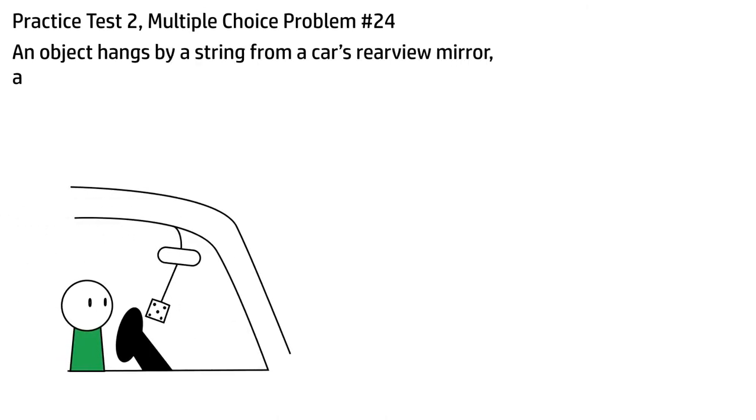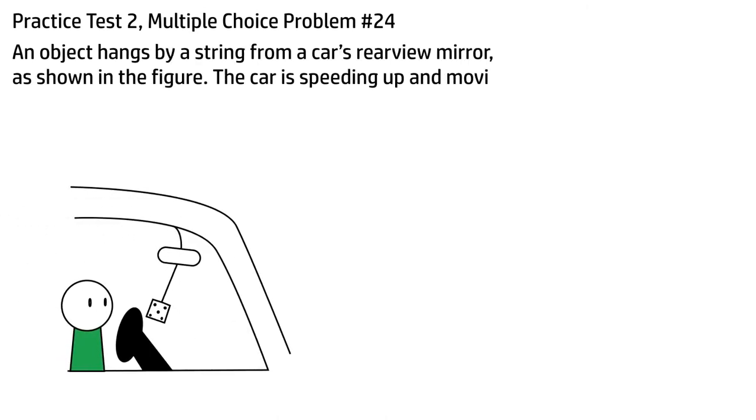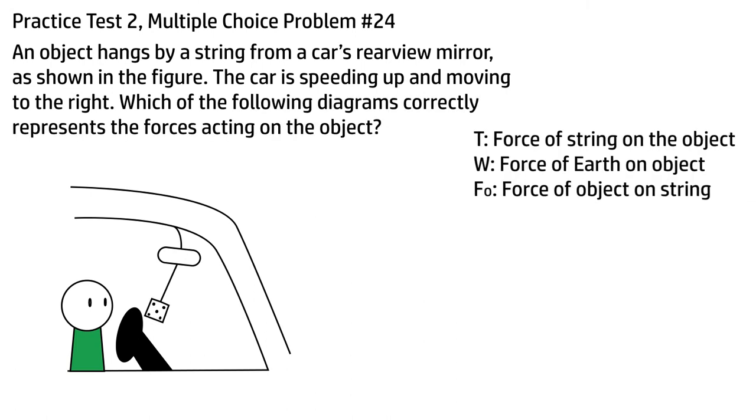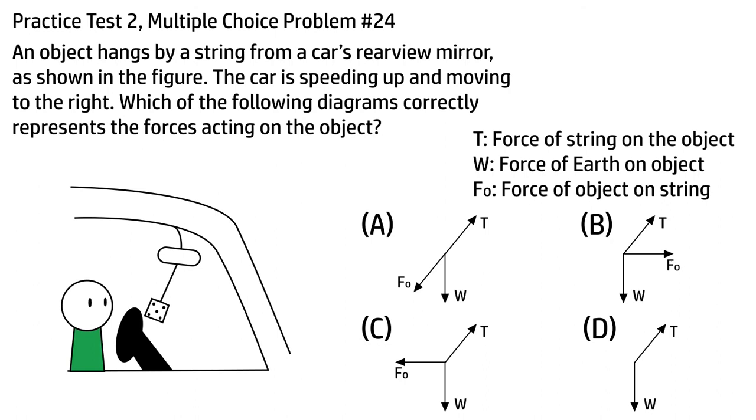Moving on, we will have another problem involving force diagrams. An object hangs by a string from a car's rear view mirror, as shown in the picture. The car is speeding up and moving to the right. Which of the following diagrams correctly represents the forces acting upon the object? The following options are given. You can see that the distinguishing feature of each option is the varying location and display of the force of the object on the string. In reality, such a force would be pointing in the opposite direction of the tension force, making A appear to be a likely solution.